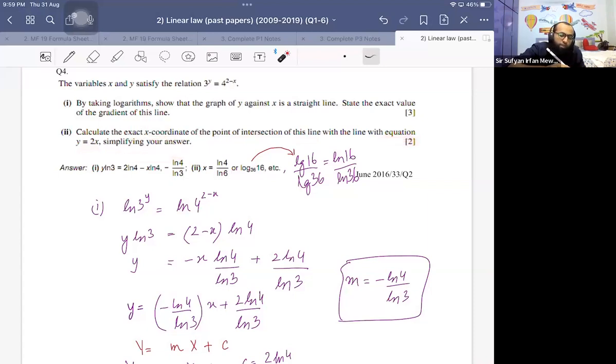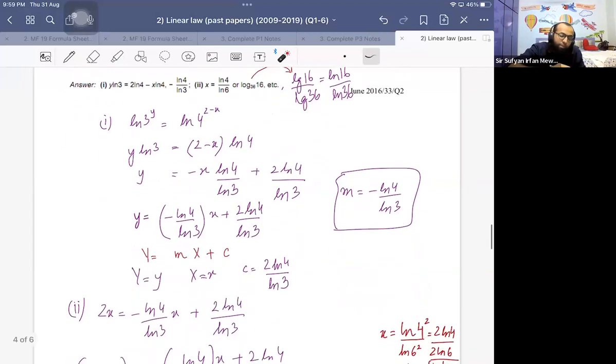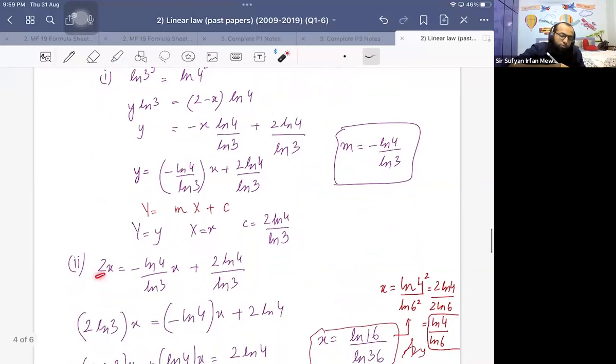So how can we do that? y equals 2x is one of the equations, and another equation is y equals minus ln 4 upon ln 3 times x plus 2 ln 4 upon ln 3. So let's solve the two equations simultaneously. Whenever we have to find the point of intersection, we solve simultaneously, so we equate them. So 2x equals minus ln 4 upon ln 3 times x plus 2 ln 4 upon ln 3.